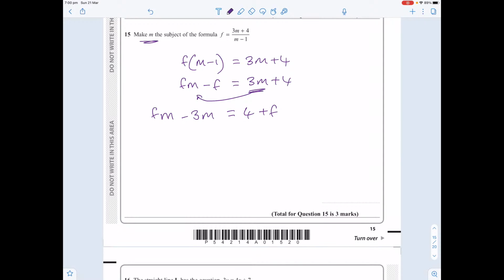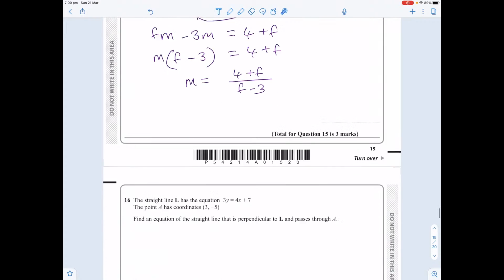Next, you'll factorize the M out. So you'll take the M, and then you'll have a bracket, and then you put an F in there, and then minus 3, and equal to 4 plus F. The final step is to get rid of this bracket by dividing over to the other side. So you have M is equal to 4 plus F all over F minus 3. And now you have M on its own, and you have made M the subject of the formula. Right. Hopefully that made sense, and we can now move on to question number 16.